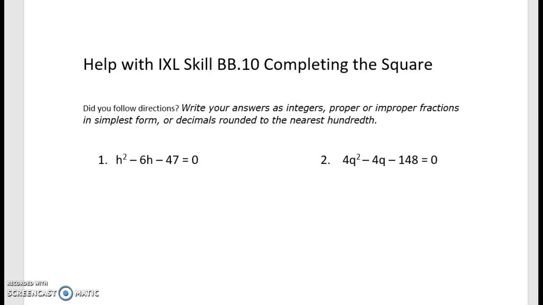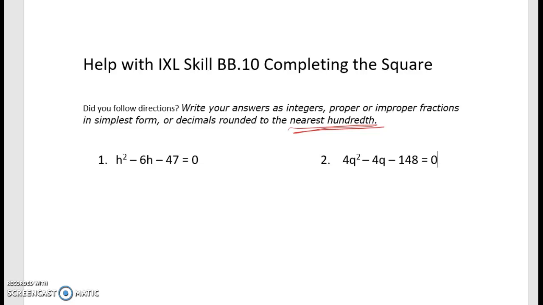The first thing I want you to check when you're answering questions is, did you follow the directions? When you're working, make sure that your final answers are written as integers, proper or improper fractions, or typically I'll go to the decimal rounded to the nearest hundredth. I think the key is making sure that if you're using decimals, you round correctly.